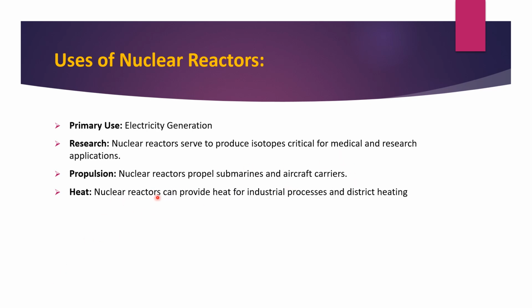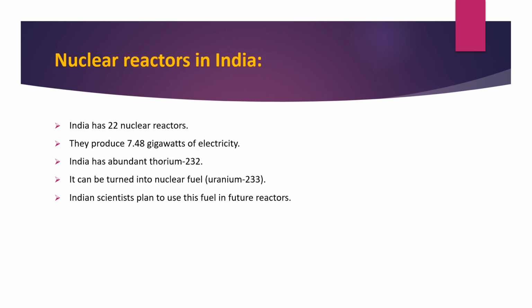Nuclear reactors can also provide heat to industrial processes, although this is not yet implemented. And for district heating, instead of individual building heating systems, we can provide district heating from nearby nuclear reactors. That could be an application of nuclear reactors. There are a total of 22 nuclear reactors in India, and their total capacity is 7.48 gigawatts, which is about 3 to 5% of the nation's electricity requirement.